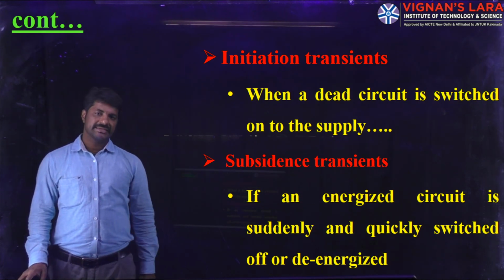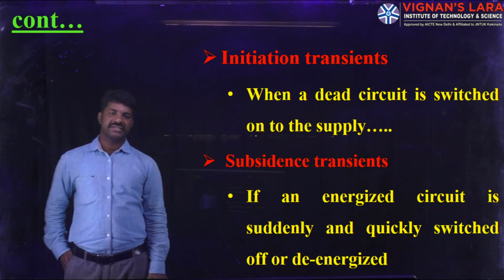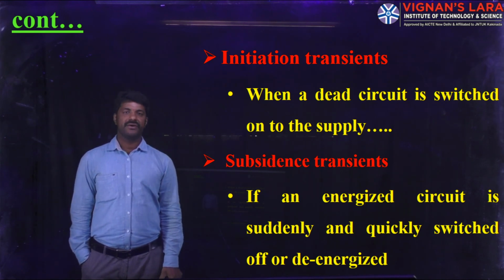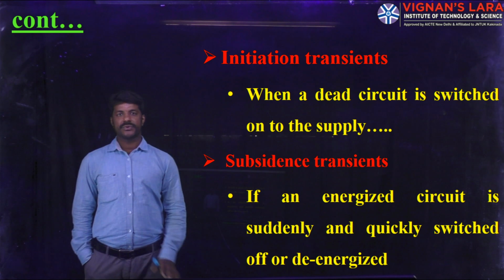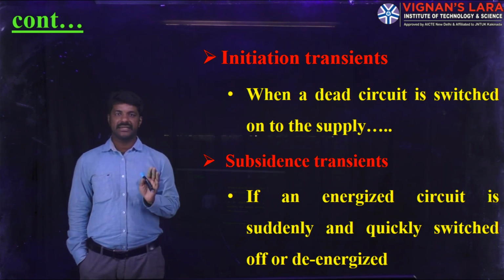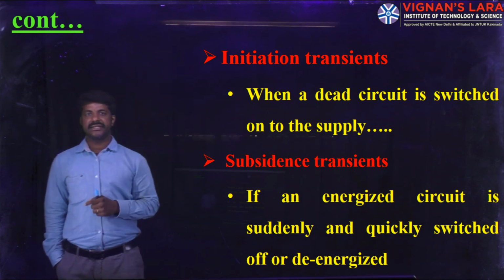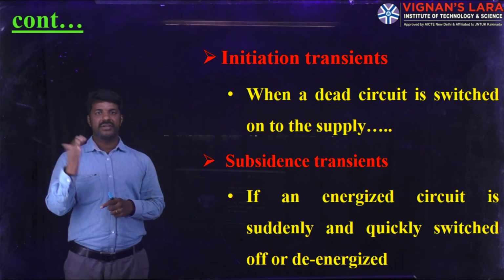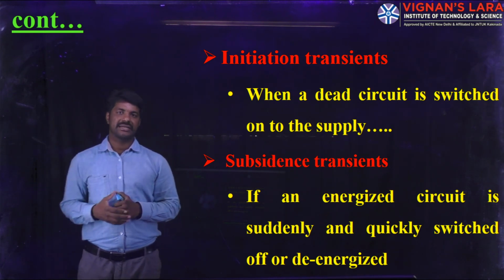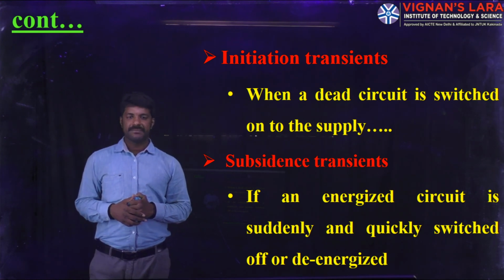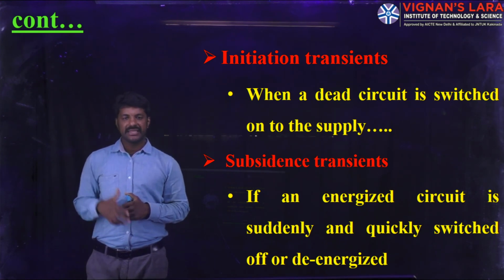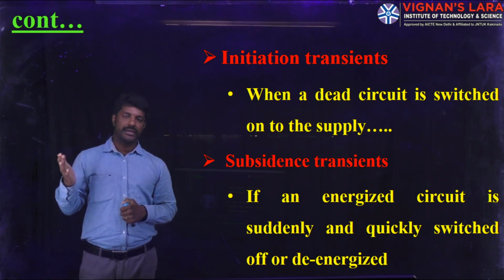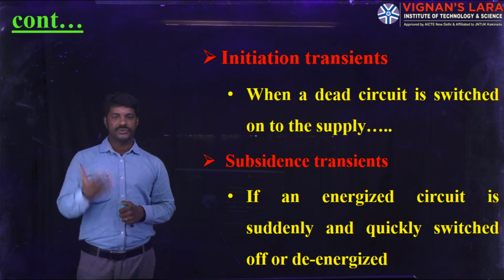And further, these transients are classified as initiation transients and subsidence transients. Initiation transients occur when a dead circuit, which until that time is in the turned-off, disconnected state, is connected to the generating stations or energized. Then we are changing its position from one steady state to the other steady state, which results in the occurrence of a transient. Next, subsidence transients. These are the transients that occur whenever an energized circuit is suddenly removed or switched off. So, opposite to the previous one.